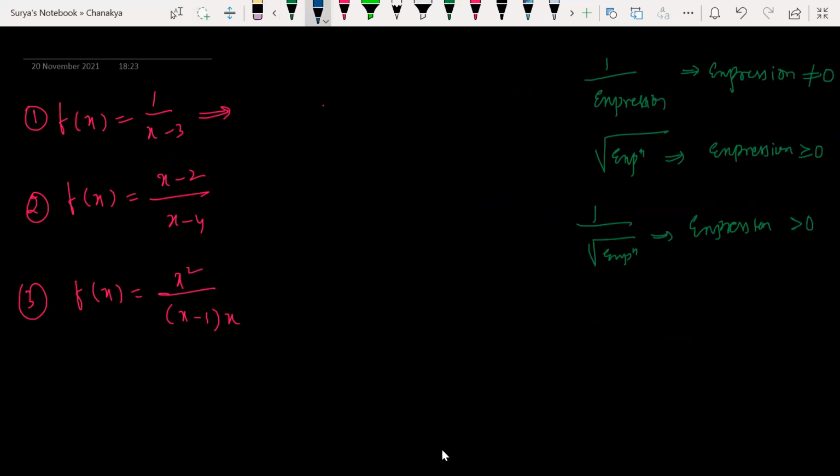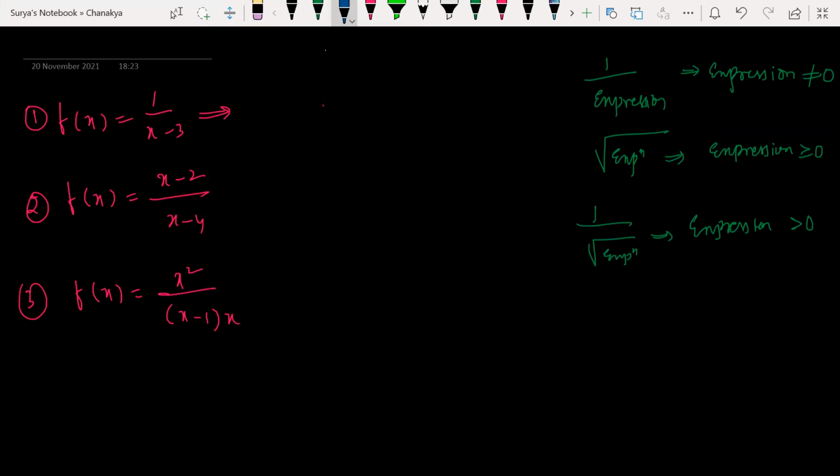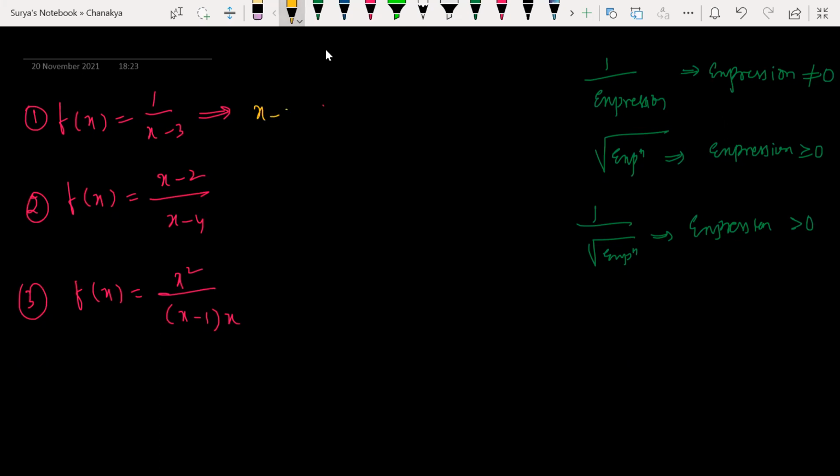So look at this here. The first question is 1 by expression. So which means what? One second, let me write with the yellow color. So here x minus 3 should not be equal to 0, isn't it? So which means x cannot be equal to 3. X minus 3 is not equal to 0, which means x not equal to 3 here.